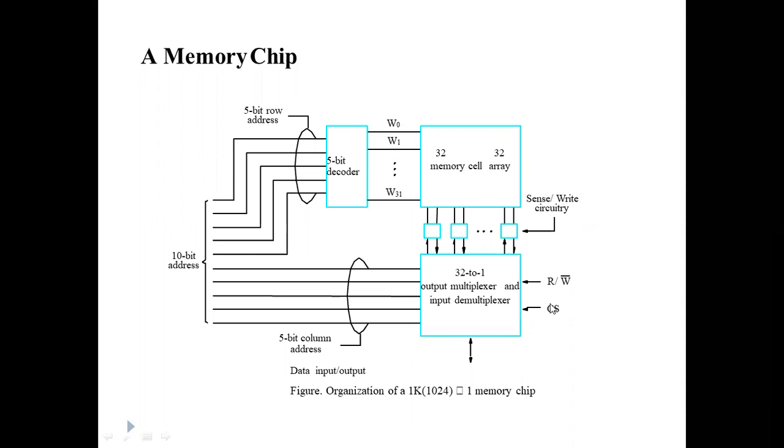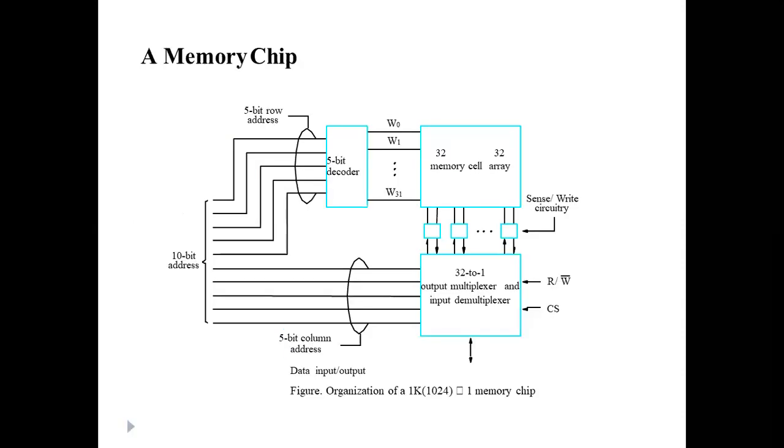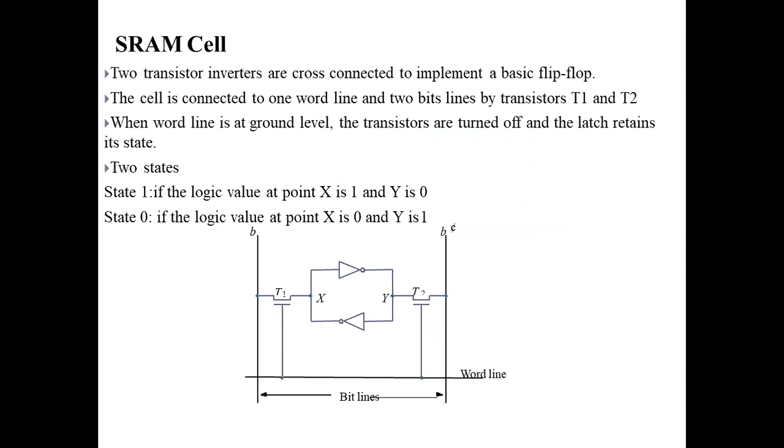This is the internal organization of a single memory chip, and multiple memory chips connected together make the single word. That is called the internal organization of memory chips. So in this way we can understand how a memory works from its internal architecture, from the internal organization. Here we have the static RAM cell.